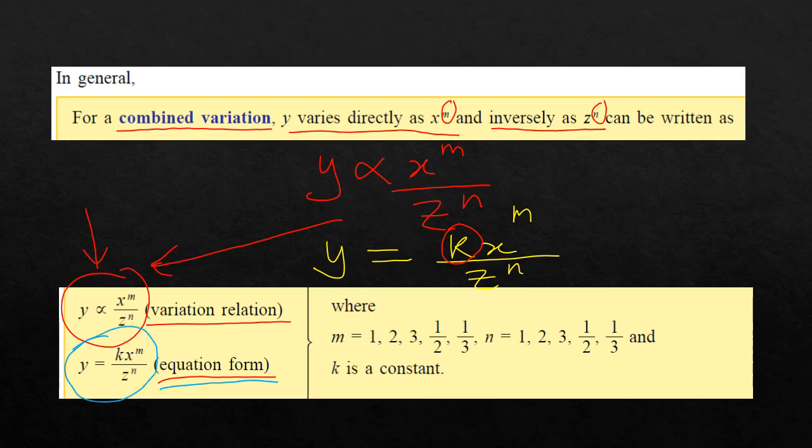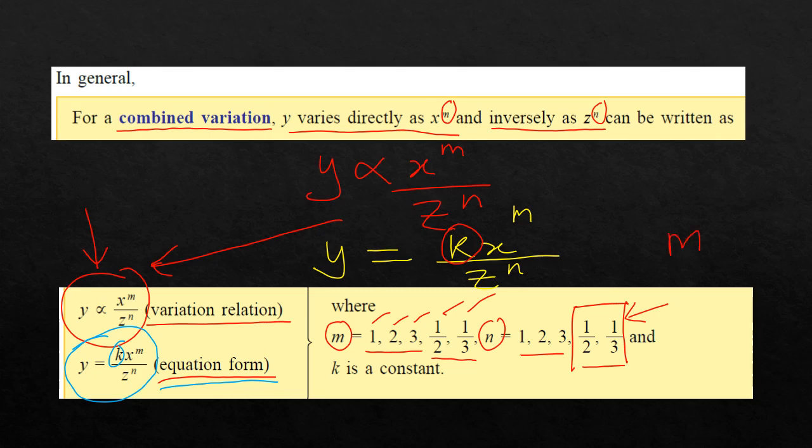Yeah, your k is over here, next to the x. And your m and your n can be number 1 to 3 or 1 over 2, 1 over 3. So far this is what we are doing for Form 5 Chapter 1. The m and n normally we'll find it's either 1, 2 or 3, and then in fraction 1 over 2, 1 over 3, and I've already discussed with you what is the meaning of this.